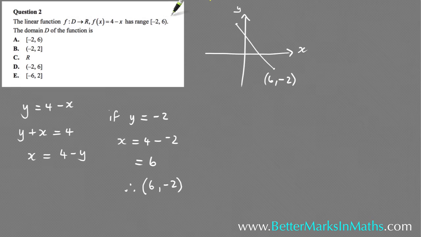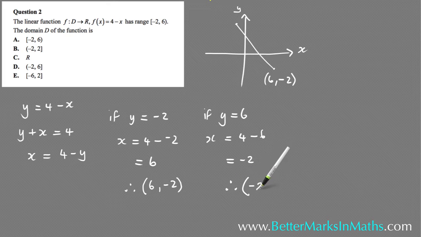And then if y equals 6, and you sub that into the equation, you get x equals 4 minus 6, and that equals minus 2. And from that, you get the point minus 2 comma 6. So this one here is minus 2 comma 6.